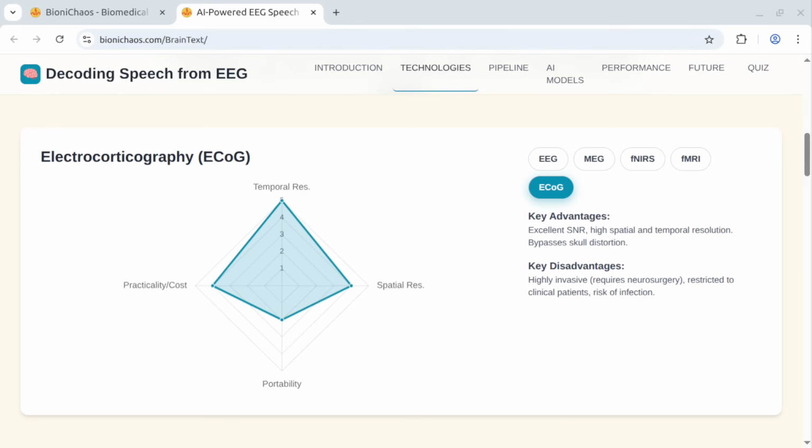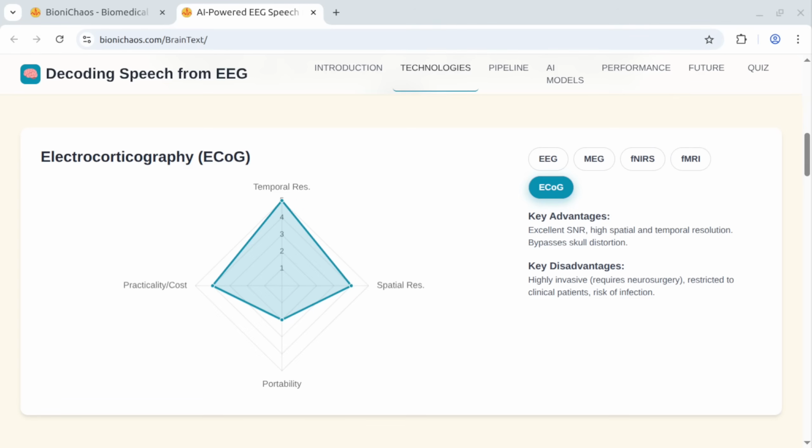The screen shows a radar chart comparing different brain imaging technologies based on their temporal resolution, spatial resolution, practicality and cost, and portability. It also lists the key advantages and disadvantages of each technology. Can you go ahead and explain each one of the 4 parameters briefly?